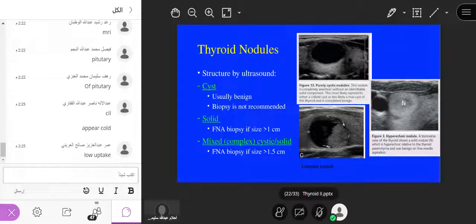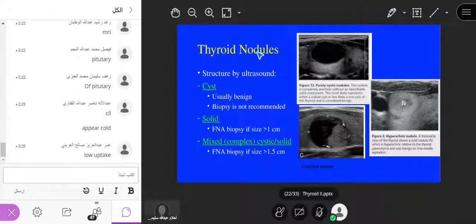So I mentioned earlier also that we can classify the thyroid nodules according to their structure by the ultrasound. The most common ones, it's more than this, but I just brought it simple for you. It can be a cyst. A cyst is just a bag of fluid, and this is usually benign. It appears black on the ultrasound. So this is the thyroid structure, and the cyst is very black, it's called anechoic on the ultrasound. And we don't do biopsy for this. Cyst is benign, we don't do biopsy.